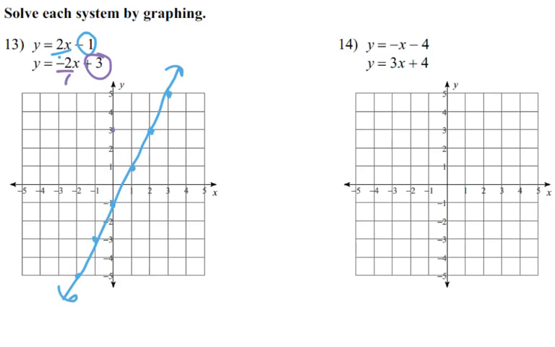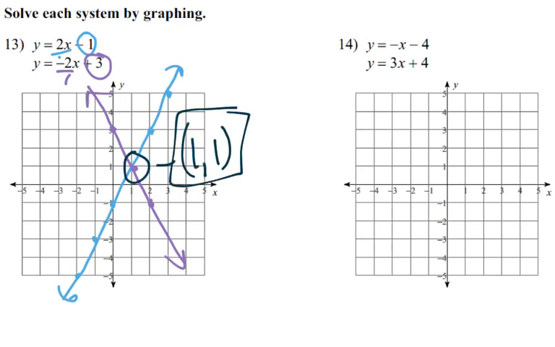Positive 3 to start us off, y-intercept, slope -2 over 1. So negative, going down that way. So I go down 2 to the right 1, and I see right where they intersect already, don't I? So I don't need to do any more of that. Pick that point. It's 1, 1.